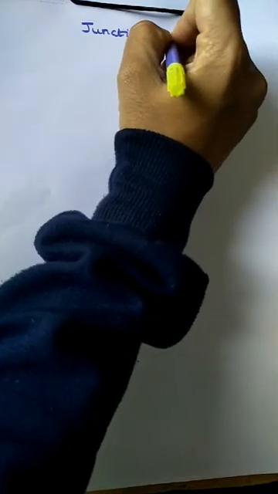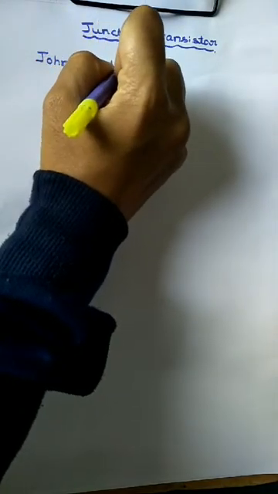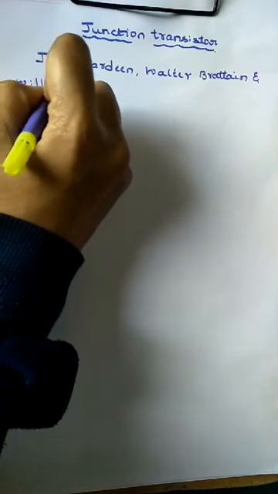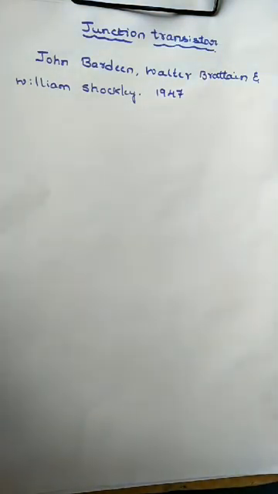So in this class we are going to discuss the junction transistor. This transistor was developed by John Bardeen, Walter Brattain and William Shockley in 1947. These are the scientists who developed transistors in 1947.